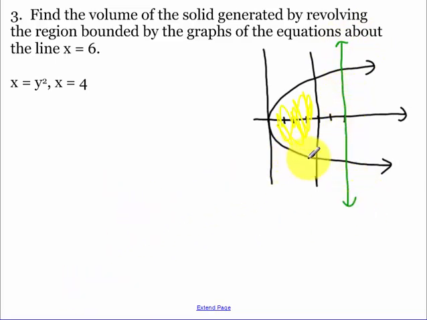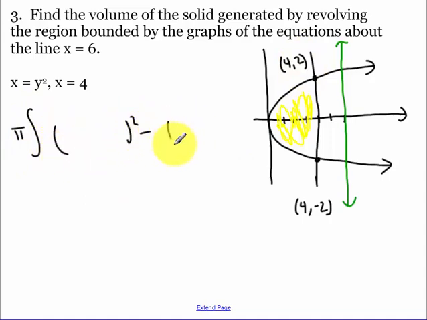So this point down here is y equals -2. This point up here is y equals 2. So pi integral of outer radius squared minus inner radius squared. Since I'm revolving around an x equals line, everything's in terms of y because it's like revolving around a y-axis. Okay, so my integral values for y are the y values that bound the area, -2 to 2.